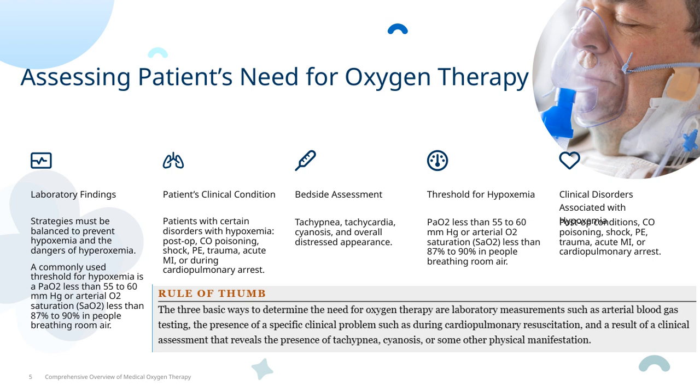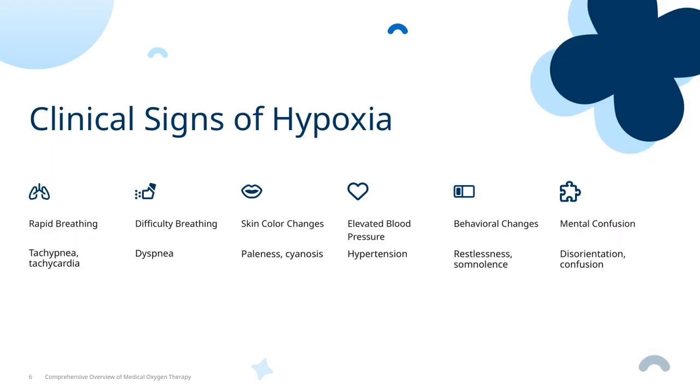To sum up, a common and useful threshold for hypoxemia is a PaO2 less than 55 to 60 mmHg or SaO2 below 87 to 90%, especially in patients breathing room air. Recognizing these signs early allows us to intervene effectively and tailor oxygen therapy to each patient's needs. Now, let's take a closer look at the clinical signs of hypoxia. When the body doesn't get enough oxygen, it can manifest in various ways that we need to be vigilant about.